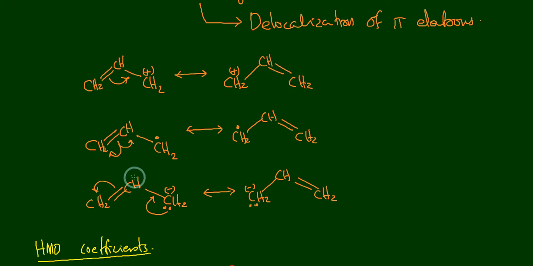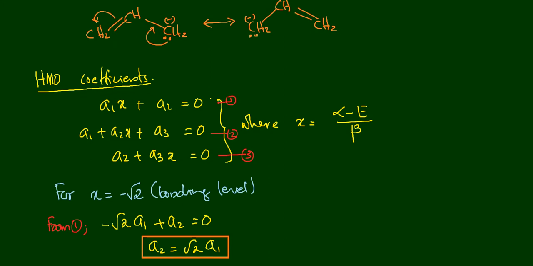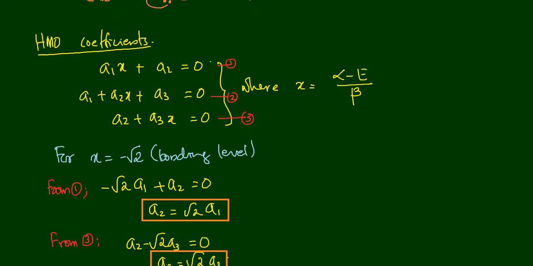It is true for all these systems, right? It means that the pi bond is delocalized. And it is because of this delocalization that the energy is being saved compared to a localized pi system. So energy is saved. Good thing. Now we can go for the calculation of HMO coefficients.